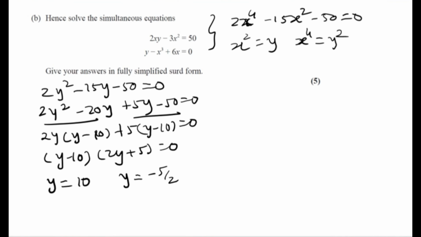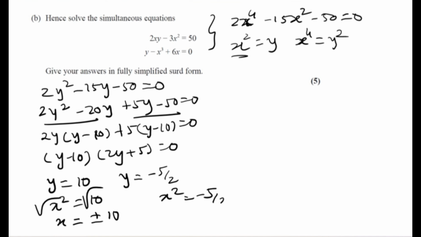Now we know our y is x squared. So I will substitute y is equal to x squared is equal to 10. So to remove the square, I have to take the square root of both sides. So that will give me x is equal to plus or minus root 10. Now for this, x squared is equal to minus 5 over 2. But I cannot take the square root of a negative, so this is not our solution.